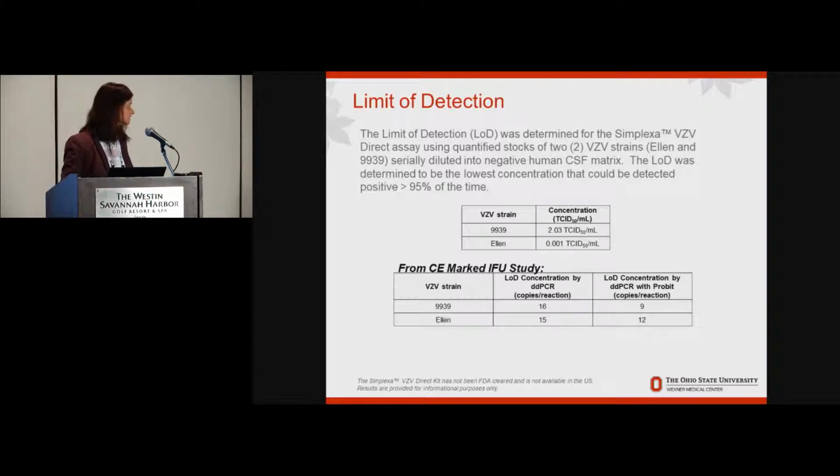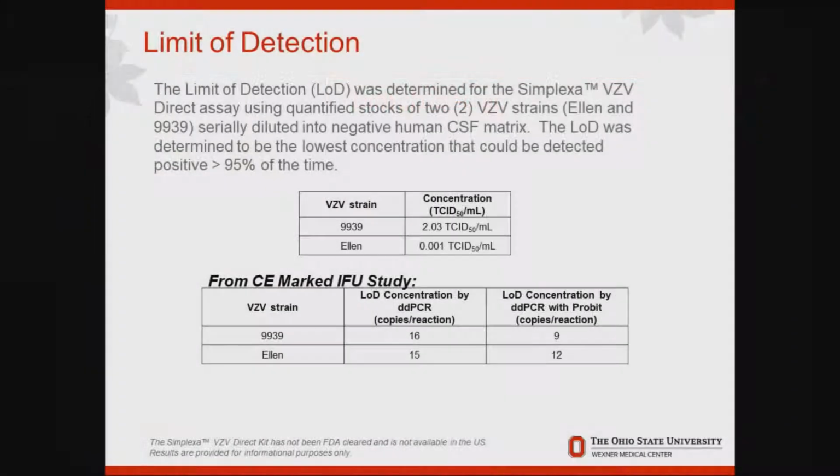So in terms of the limit of detection, two VZV strains were utilized, the 9939 and the LN strain. And these strains were serially diluted into a negative CSF matrix at different concentrations. And then the LOD was determined as the lowest concentration that can detect greater than 95% of the time, right? That's your typical way of doing LODs. And so with both of these strains, digital droplet PCR was utilized to determine the copies per reaction, and then also the probit analysis. So you have 9 copies or 12 copies per reaction limit of detection for both of these strains.